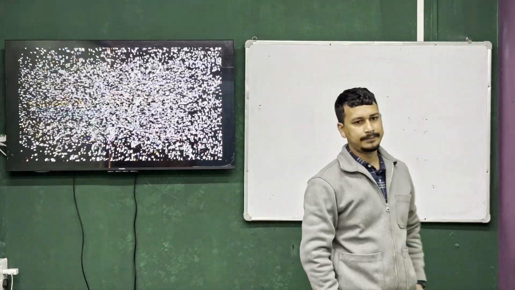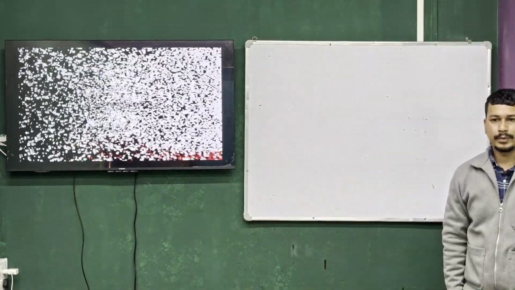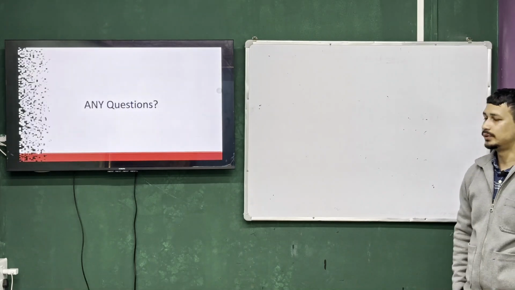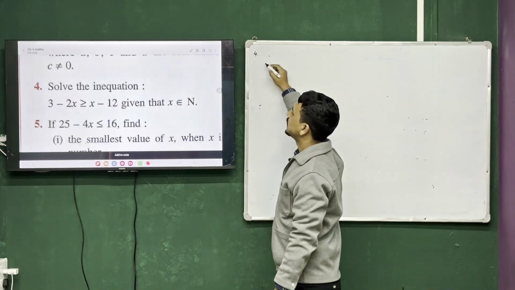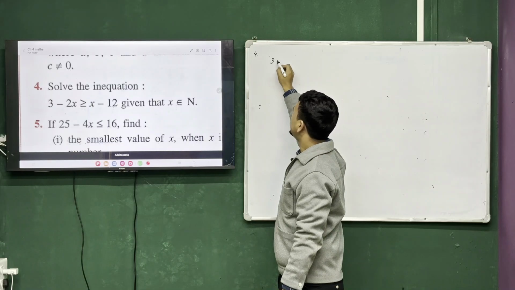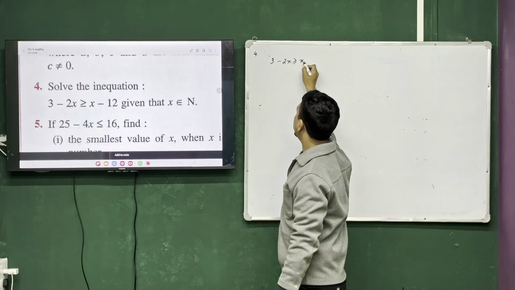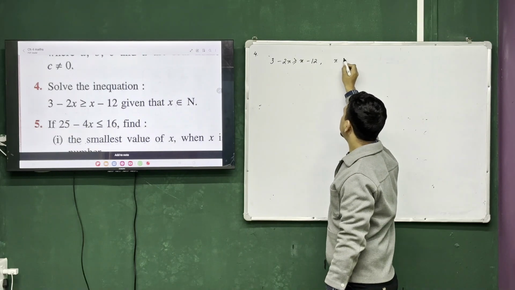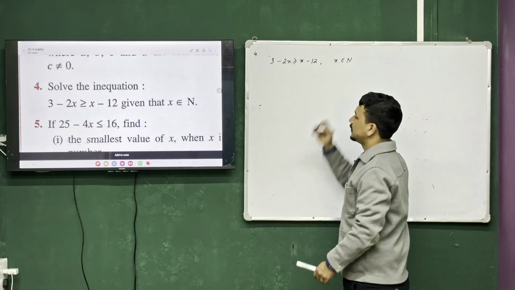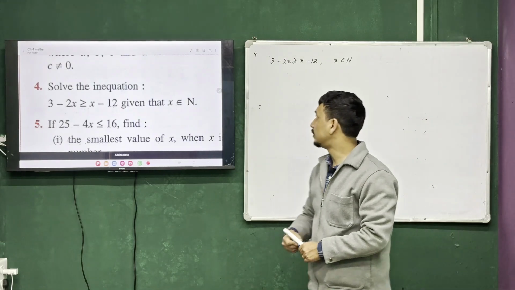So, any questions? We're done with the introduction part. We will do the sums now. So let's see question number 4. 3 minus 2x is greater than or equal to x minus 12, and it's given that x belongs to natural numbers. Alright, so how do we solve this?